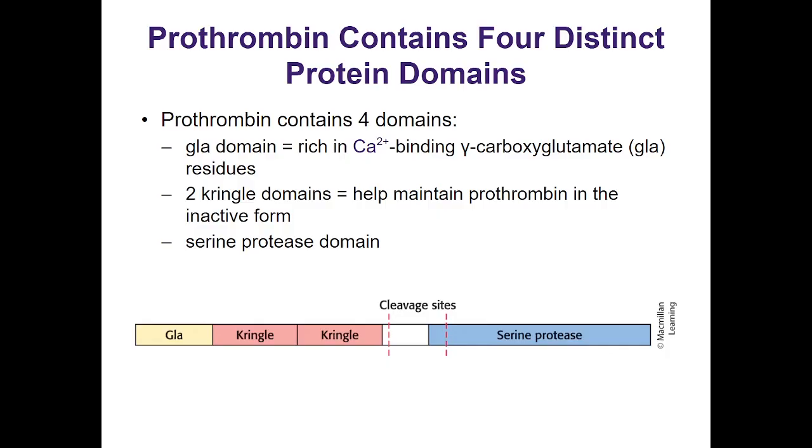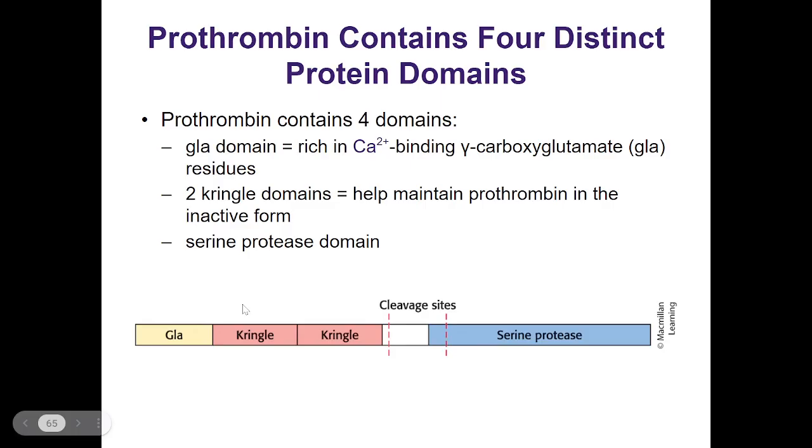I know. Okay, so let's talk about the prothrombin real quick. This is going to contain 4 distinct protein domains. Our prothrombin will contain these 4 domains, which is the GLA domain. This is rich in the calcium binding gamma-carboxyglutamate, or GLA residues, which is where it takes its name, right? GLA, glutamate, GLA domain.